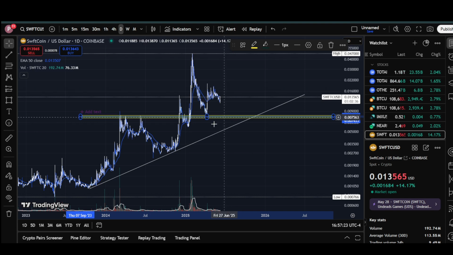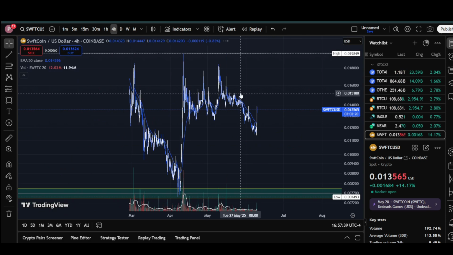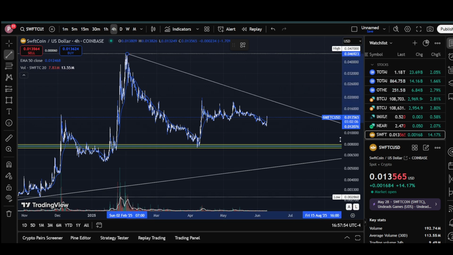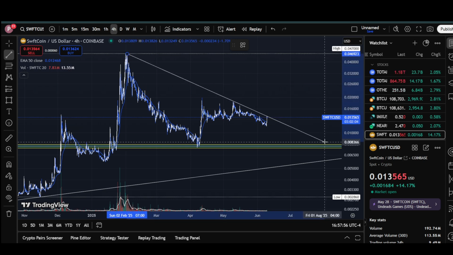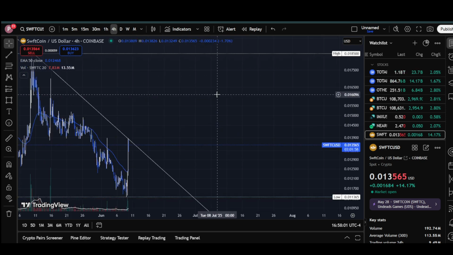So if SWFT ever corrects itself to this level, we will most likely see a pretty strong buy pressure from here, and the token will most likely pump. But again, looking at the token's price in general, it is trying to break out from here as well. If we draw a trend line from here, this is a short-term downtrend, as you can see, and as of now it is trying to break out. So if it ends up breaking out from here, we can go even higher.